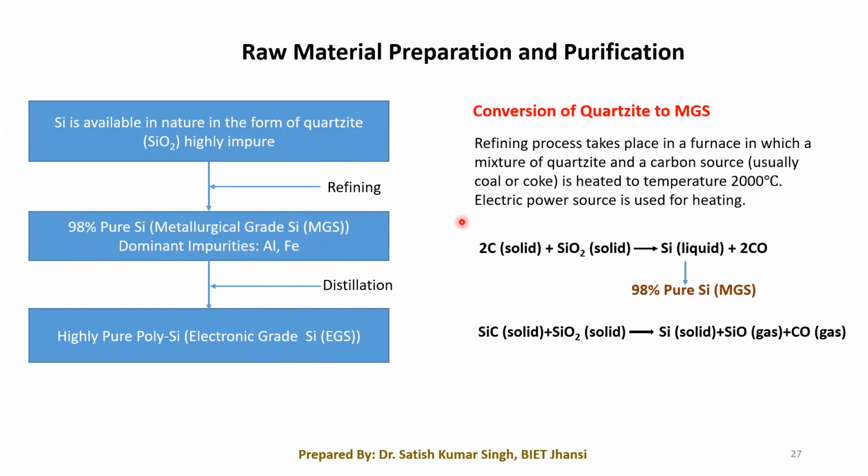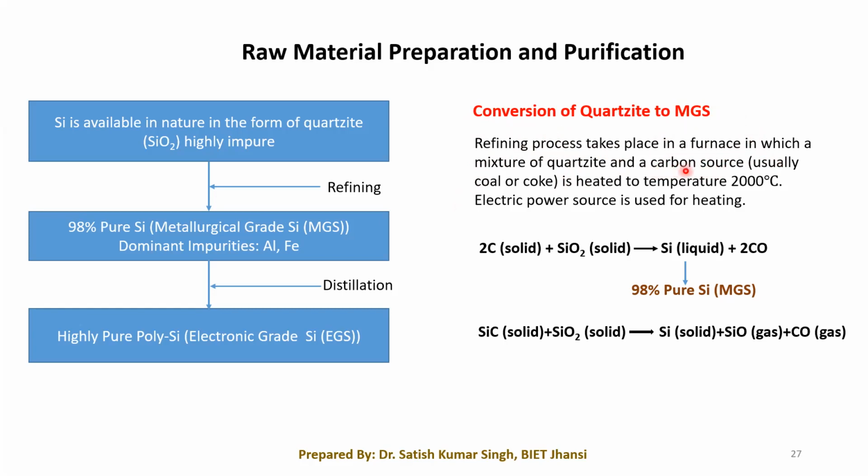So first of all, you can read this paragraph that I have written over here. I told you that it is a chemical process. We have to do chemical processing. Basically, we take the quartzite and crush it into small pieces. Then you see this, the refining process takes place in a furnace. Actually, we are taking an electric furnace over here, in which a mixture of quartzite and a carbon source is placed. You just see this.